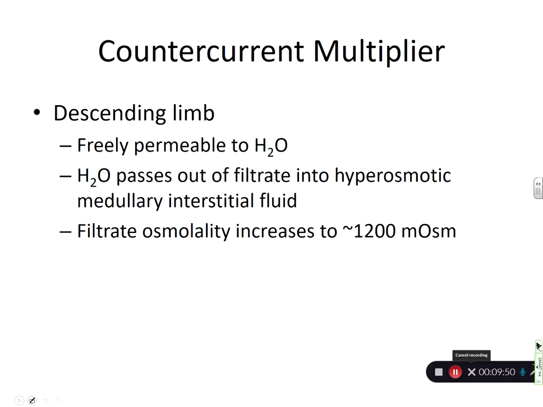Okay, so we're going to talk about first this countercurrent multiplier. So again, that is the urine flowing through that loop of Henle. So on the descending limb, I told you the only thing that can come out is water. So it's freely permeable to water. So water is going to pass out of the descending limb into the medulla.